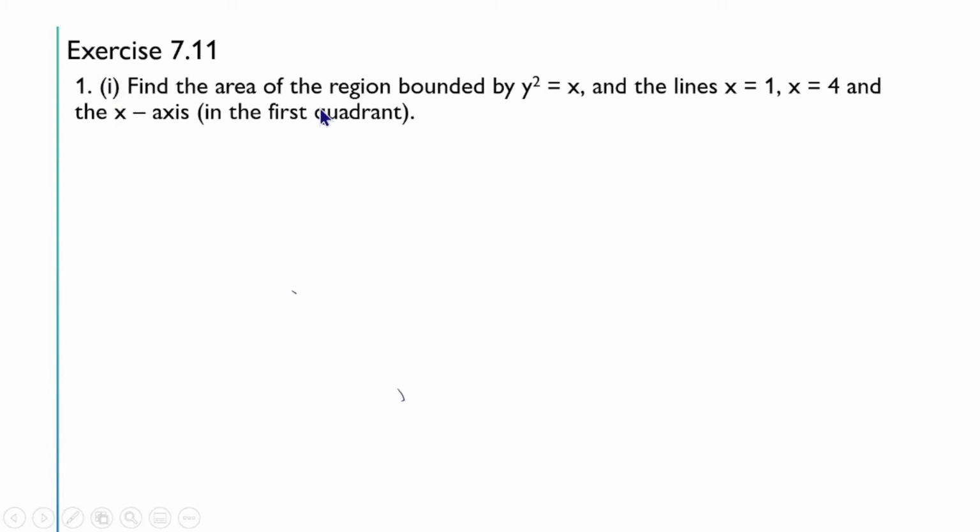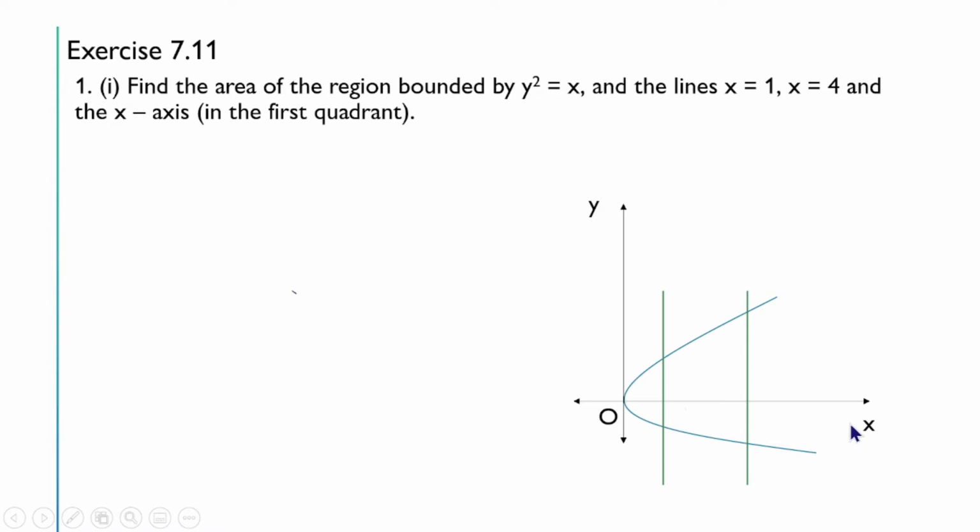find the area of the region bounded by y square equal to x and the lines x is equal to 1, x is equal to 4 and the x-axis in the first quadrant. So for such type of questions, first we have to draw a rough sketch of the curve and the lines, and we have to shade the region for which we have to find the area, and after that we have to find the required area using definite integrals.